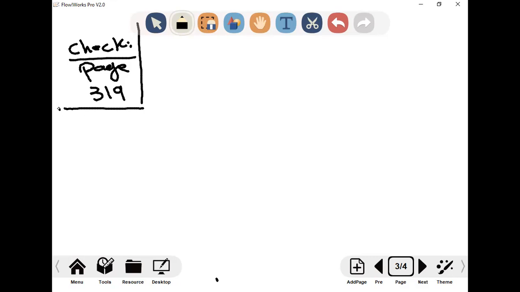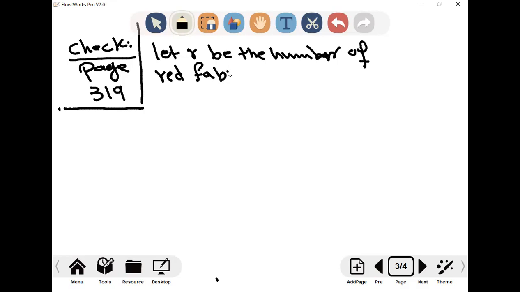Determine the number of yards of fabric she will need for each costume. For each costume, she needs red and blue. Do we know the red? No. Let it be R. We don't know it. So let R be the number of yards of red fabric, because we don't know it.